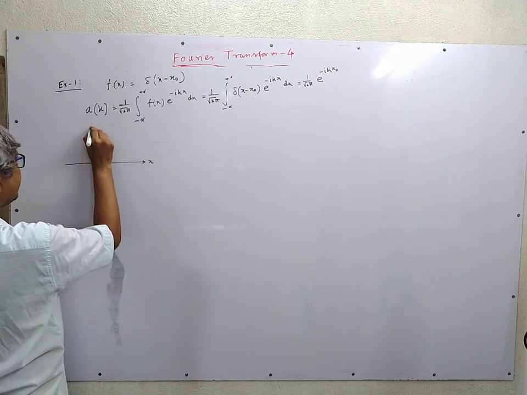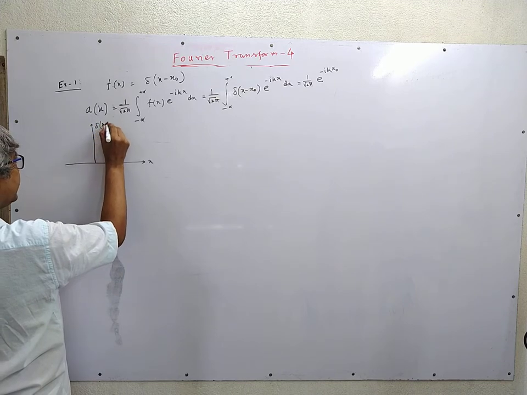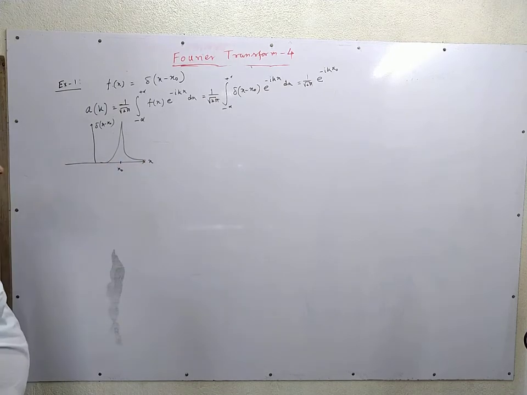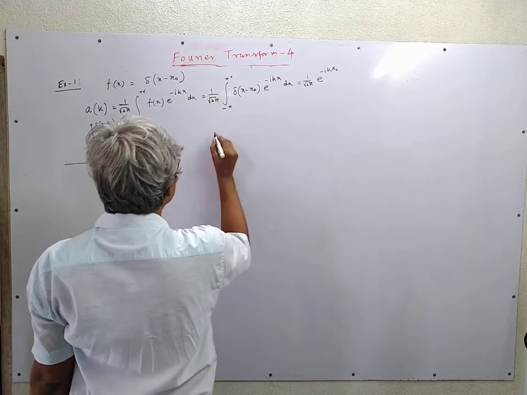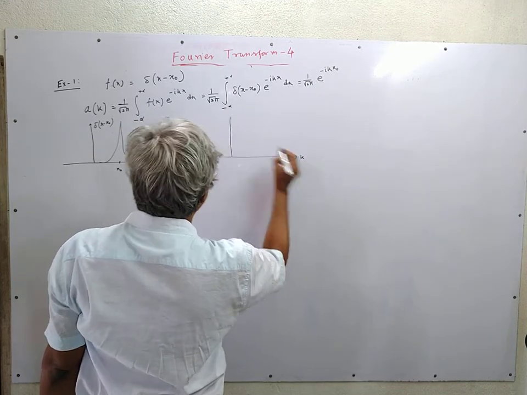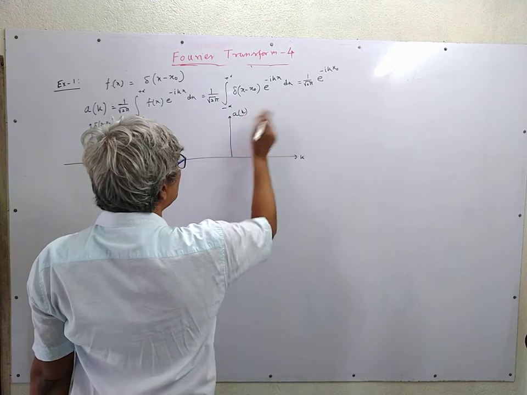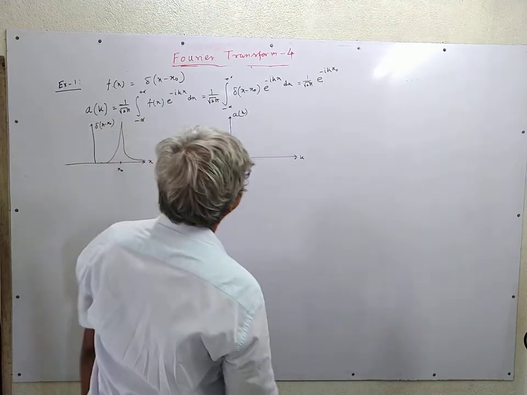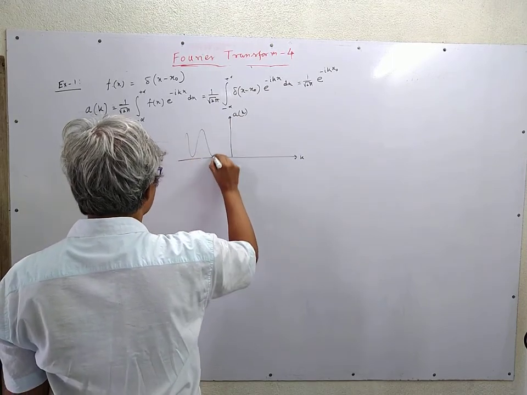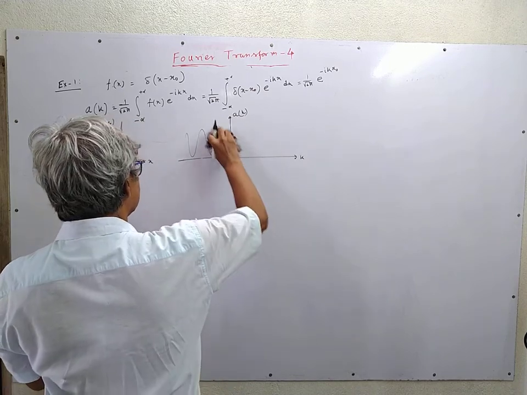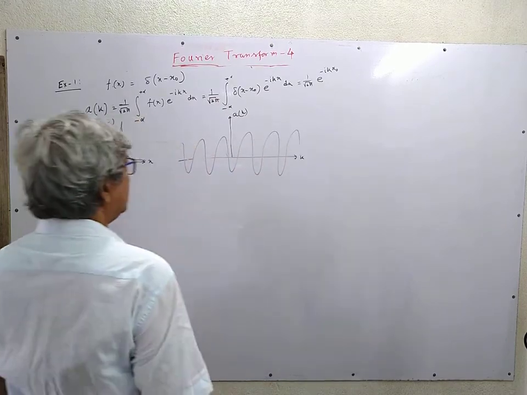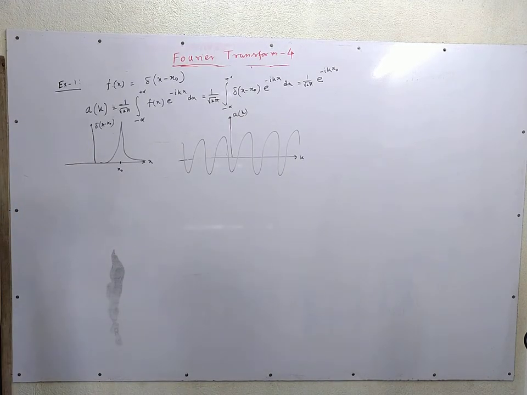So what will be the pictorial representation in the x basis? So this is x, this is f(x). f(x) is delta of x minus x0. So at x equal to x0, the graph will have a sharp peak. And what is the Fourier transform of it? This is k and this is a(k). We see that it is a sinusoidal wave. So this is the Fourier transform of delta function.